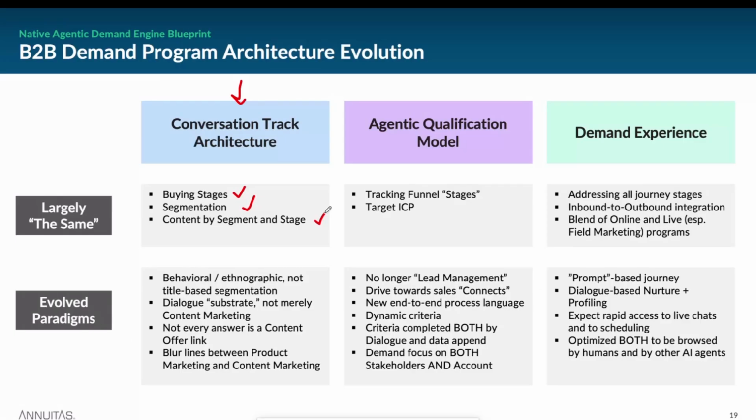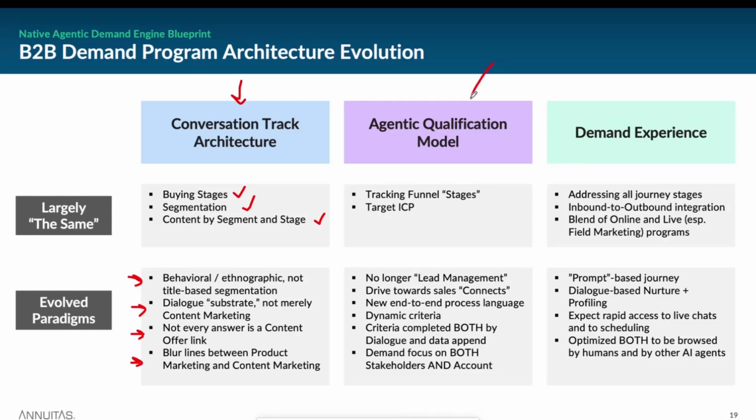But the nature of your conversation track architecture is what's going to change. You're going to see a much more behavioral, ethnographic, less title-based, more behavioral journey, right? Making sure people who have different patterns of needs, different pain points are getting different information. Thinking about your content differently, not making it a bunch of downloadable white papers and webinars, but starting to think about a way for that to be more of a dialogue substrate. Not every answer is going to be a content offer link. So enabling the engine with content a number of different ways. And by the way, I think all of this starts to blur the lines between product marketing, lower funnel content, and demand content marketing, upper funnel content.